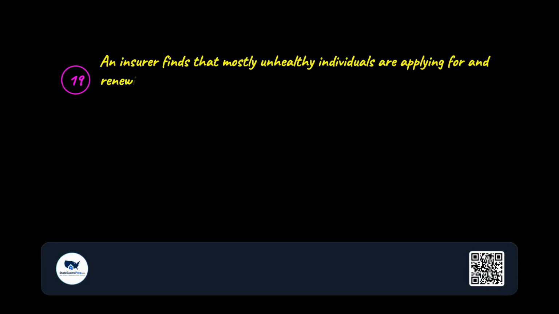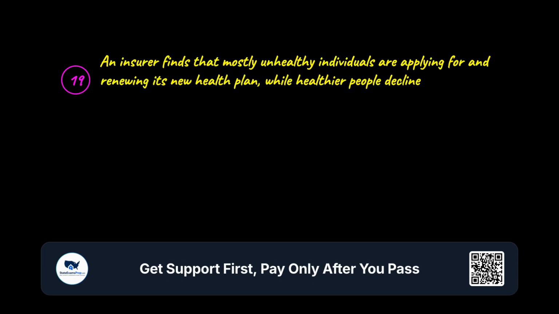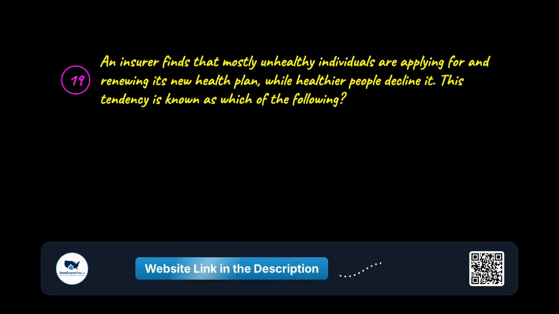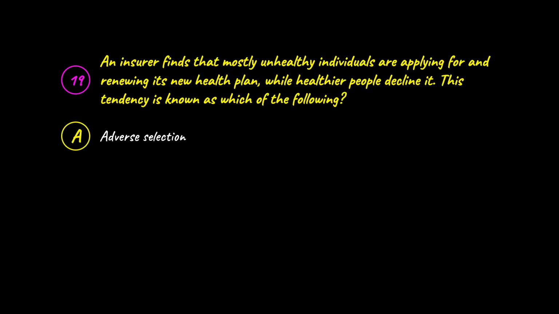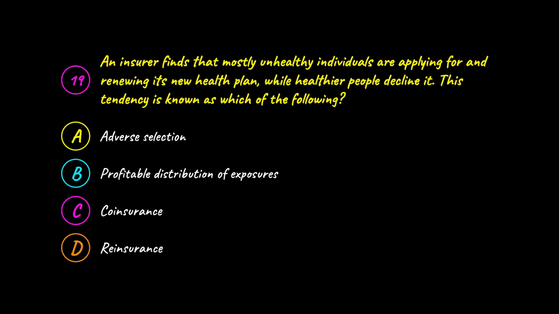Question 19. An insurer finds that mostly unhealthy individuals are applying for and renewing its new health plan, while healthier people decline it. This tendency is known as which of the following? Your options are A. Adverse selection, B. Profitable distribution of exposures, C. Coinsurance, D. Reinsurance. Before I reveal it, which one do you think is right?